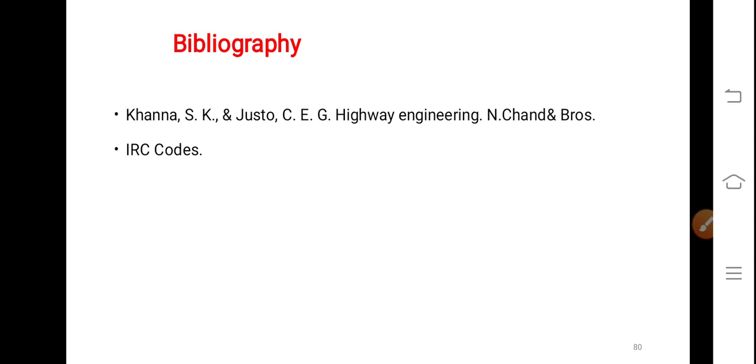So, we will stop here. Bibliography, that is references. The maximum portion is from the book Highway Engineering by S.K. Khanna and C.E.G. Justo, Nem Chand Brothers, and IRC codes. IRC codes are also available in our library. If you want, you can go and refer. The Highway Engineering book is also available in our library in plenty. Apart from these, many other books are available. You can refer to any one, but we have treated this as a very good standard book.